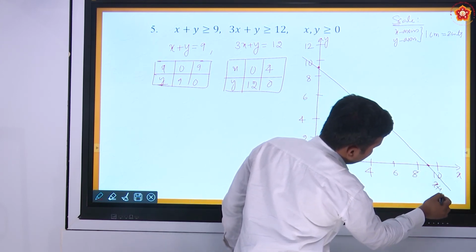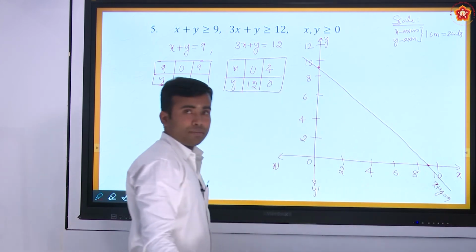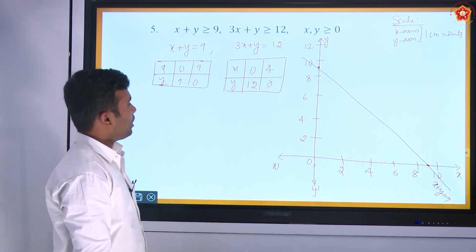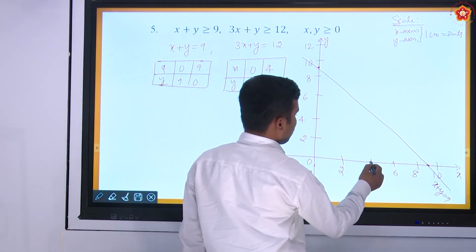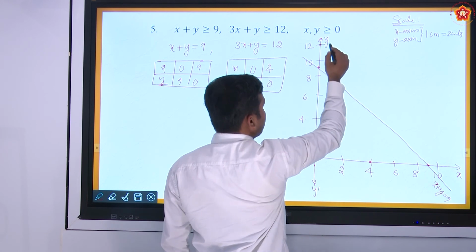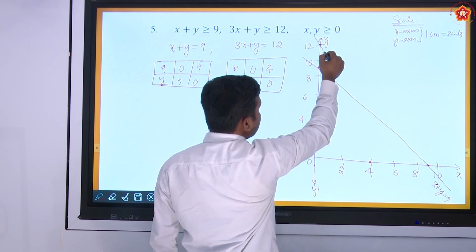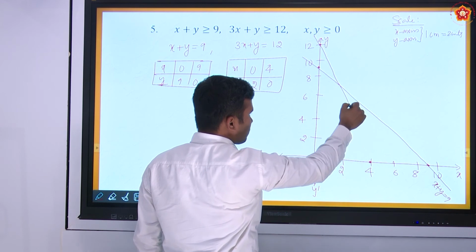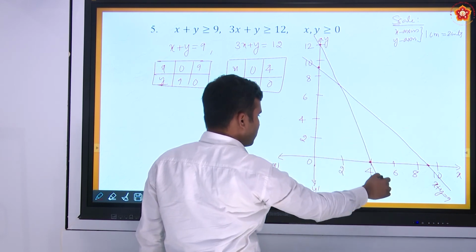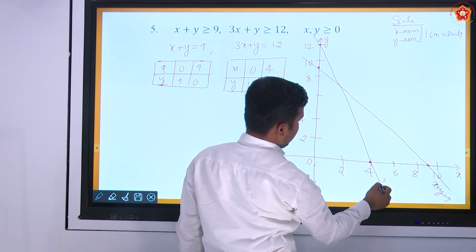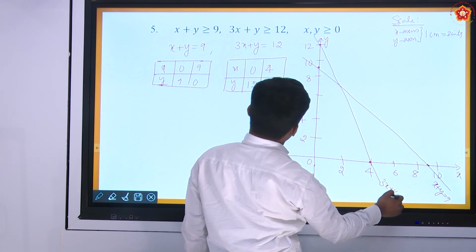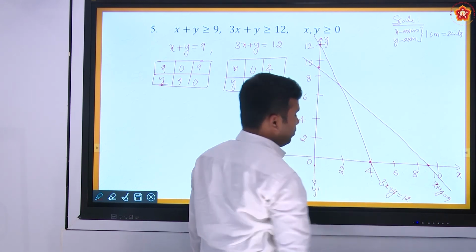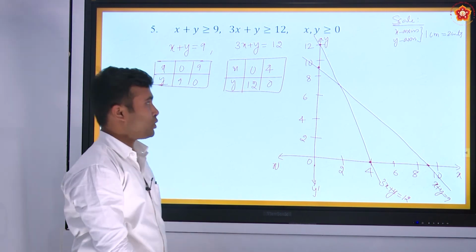This line is x plus y is equal to 9. Another one is 4 comma 12. This is 4 and this is 12. Let us join these 2 points. So this is 3x plus y is equal to 12. Now let us find the common region between these 2 lines.